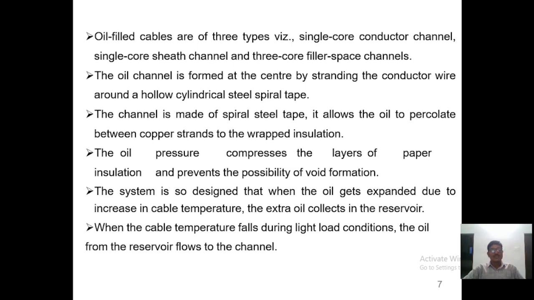The system is so designed that when the oil gets expanded due to an increase in the cable temperature, the extra oil collects in the reservoir. When the cable temperature falls during light load conditions, the oil from the reservoir flows to the oil duct.